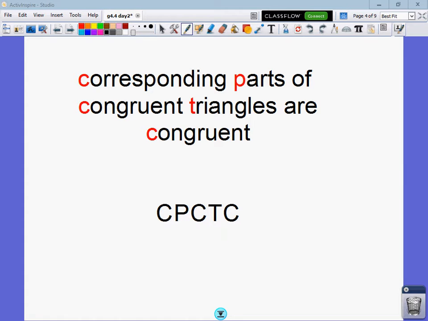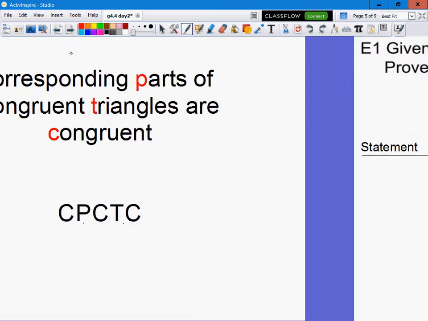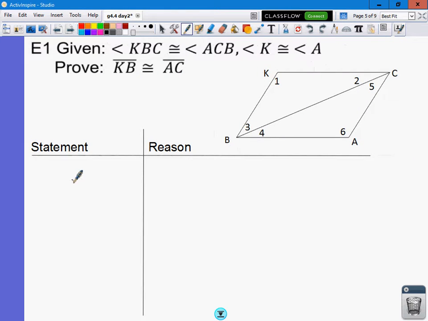Again, the only difference between yesterday and today, we're going to prove a part of a triangle is congruent, and we know that corresponding parts of congruent triangles are congruent, and we're going to use CPCTC as a reason. Everybody had a chance to get a copy, because we're going to go to the first example. Example 1.